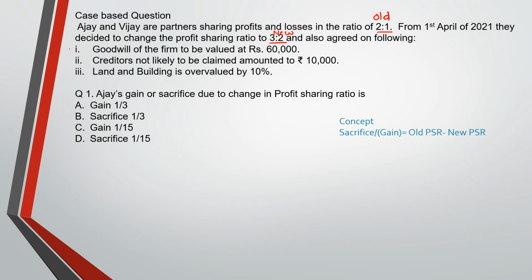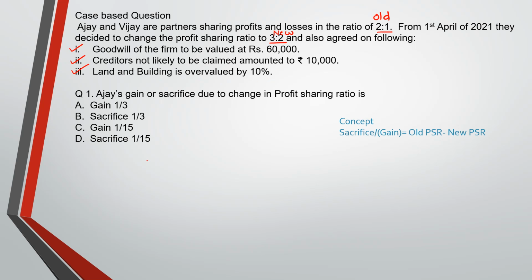What have they agreed? One, goodwill of the firm to be valued at 60,000. Two, creditors not likely to be claimed amounted to 10,000. And three, land and building is overvalued by 10%. Now this is the case.